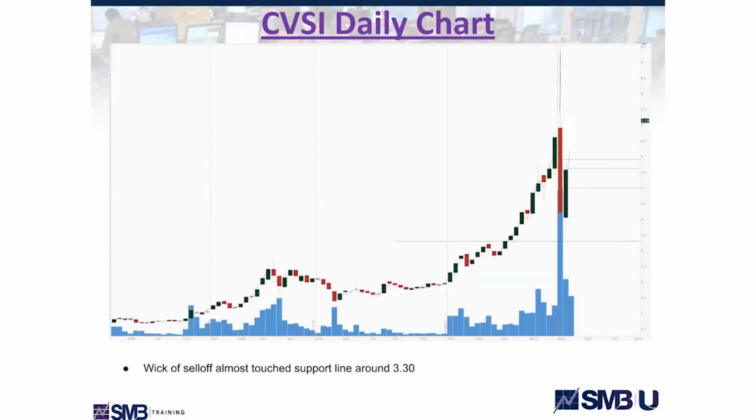CBSI in the daily chart. You can see it has really run up from where our two guys had captured it before that huge run up from 50 cents all the way up to 8. It had a little bit of a hiccup when Citron came out with its research report, and is now trying to figure out what to do after that report.